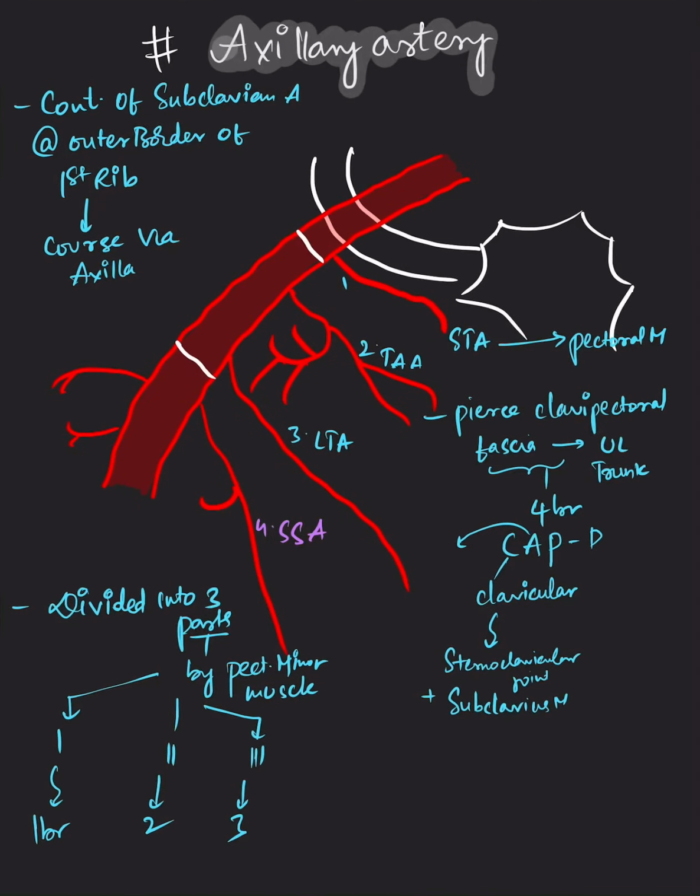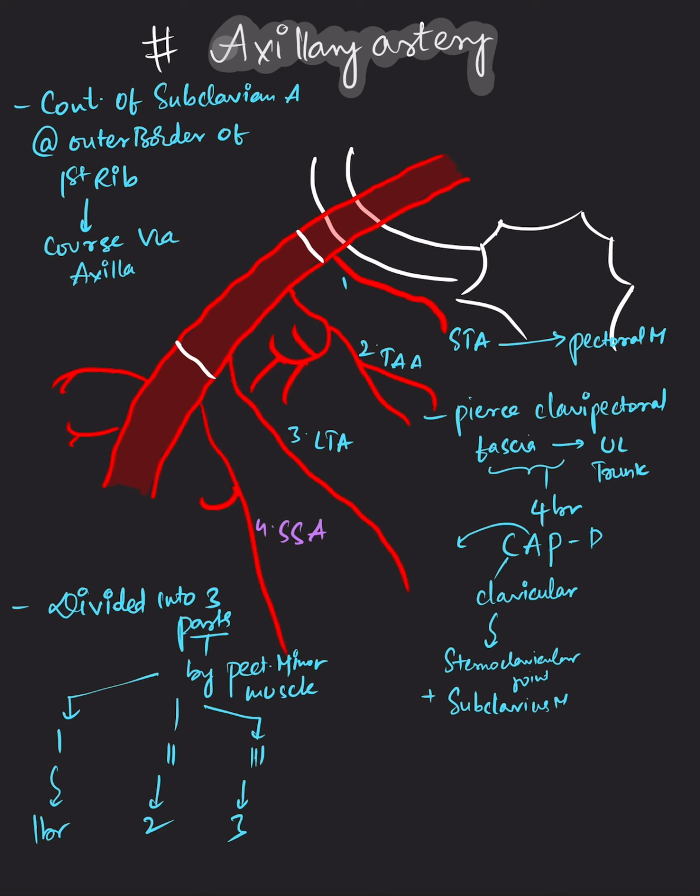Hey guys, in this video we'll be talking about one of the contents of the axilla, namely the axillary artery. This axillary artery is actually the continuation of the subclavian artery. The subclavian artery, after the outer border of the first rib, is called the axillary artery, and this artery will be coursing via the axilla. In the axilla it is closer to the anterior wall compared to the posterior wall.